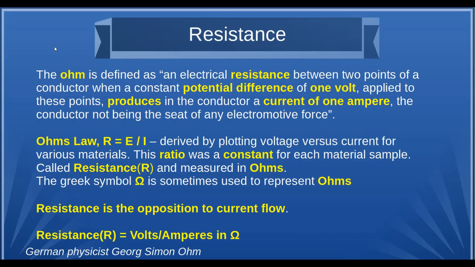Okay, resistance. They define the ohm as the electrical resistance between 2 points of a conductor when a constant potential difference of 1 volt applied produces a current of 1 amp. So basically, they're using a lot of words to describe Ohm's law, where resistance is equal to the potential divided by the current.